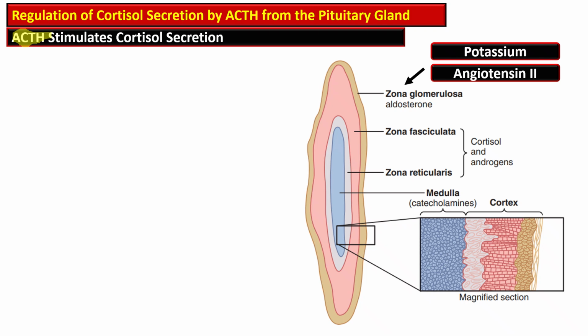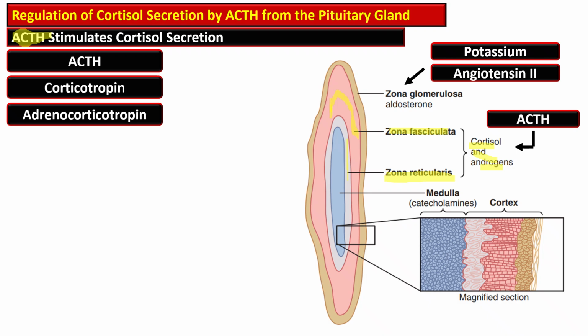The zona fasciculata is the area that is responsible for the formation of cortisol, while the zona reticularis is the area that is responsible for the formation of the androgens. So these two areas are responsible for cortisol and androgen formation. Both cortisol and androgens are under the control of adrenocorticotropic hormone, that is also termed as corticotropin or adrenocorticotropin.